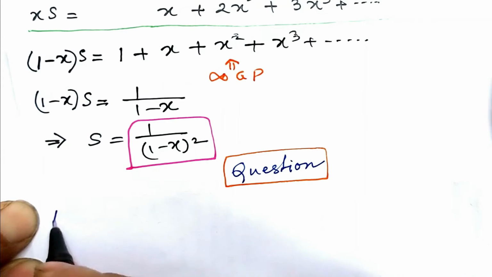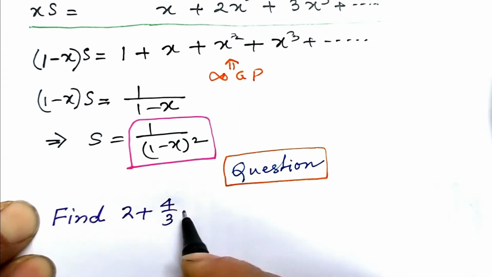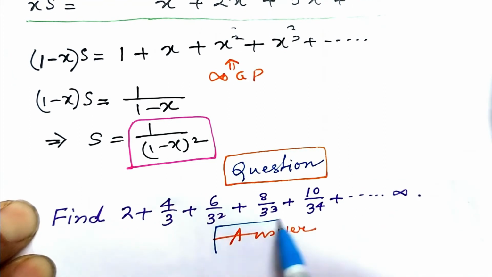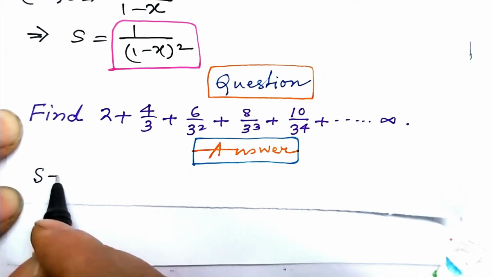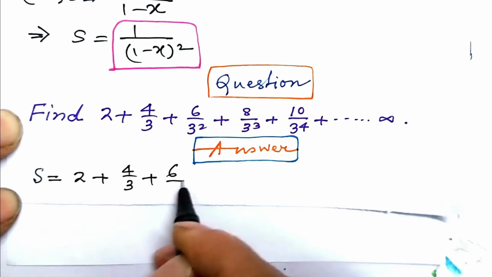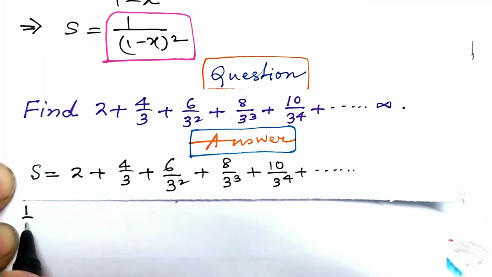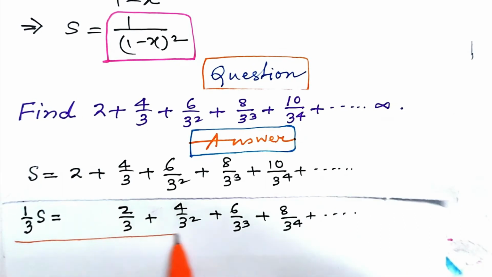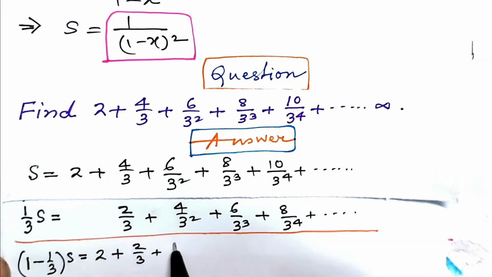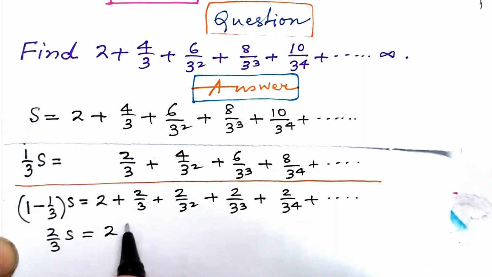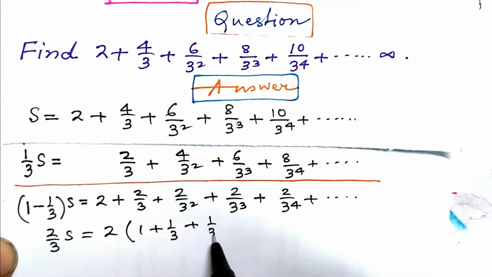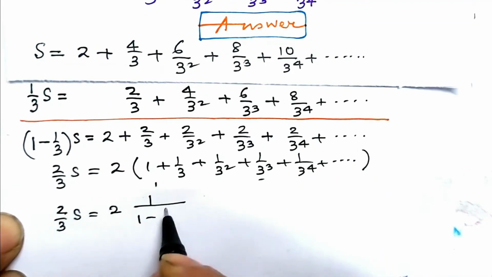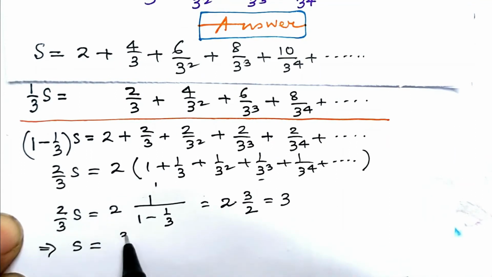Next question, find the answer. A similar problem, call the series S and write it. Multiply by 1 by 3 to get. Now subtract. The next step involves taking 2 common and we have an infinite GP series. This leads to S equal to 9 by 2, the answer.